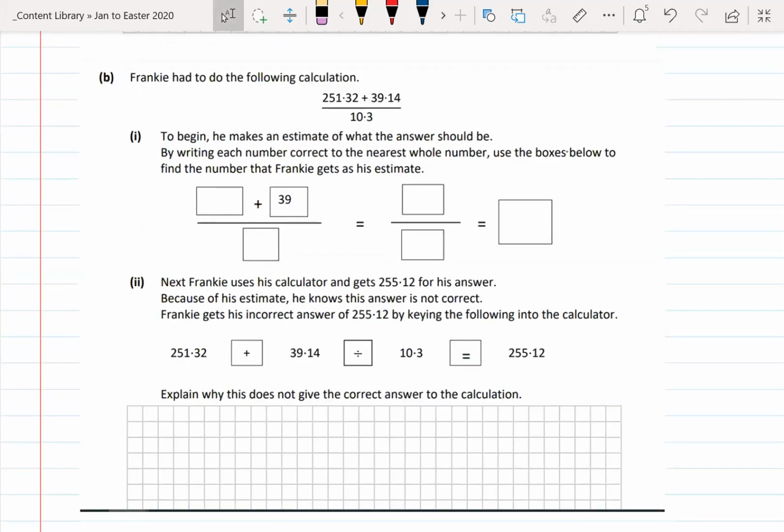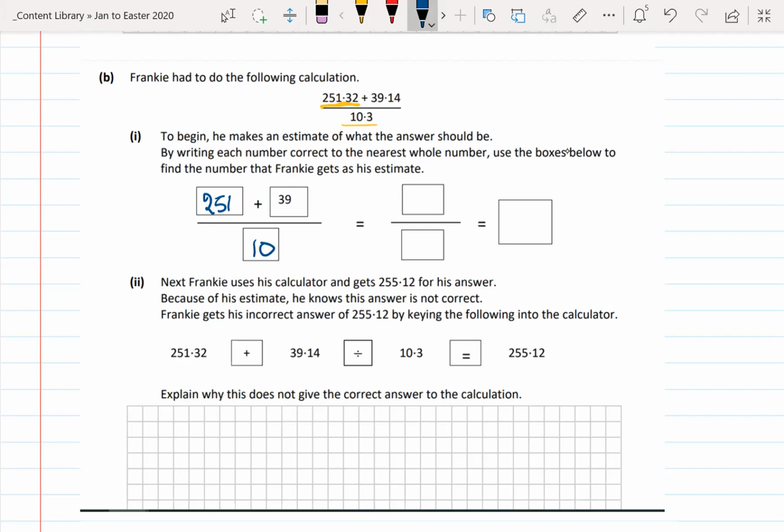Frankie had to do the following calculation. To begin, he makes an estimate of what the answer should be by writing each number correct to the nearest whole number. Use the boxes below to find it. So we have to write each number to the nearest whole number. So that to the nearest whole number is 251. They've done the 39 one first. 10.3 to the nearest whole number: it's between 10 and 9, but it's closer to 10.